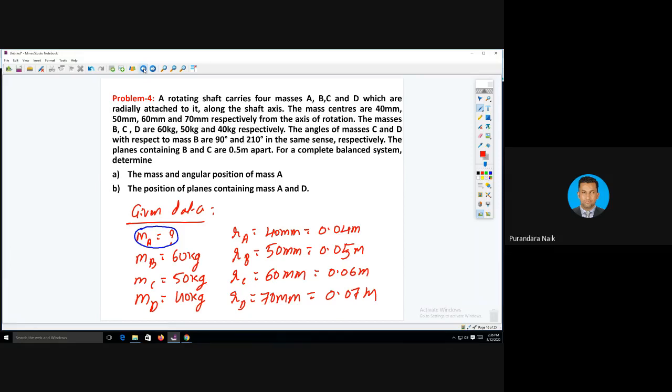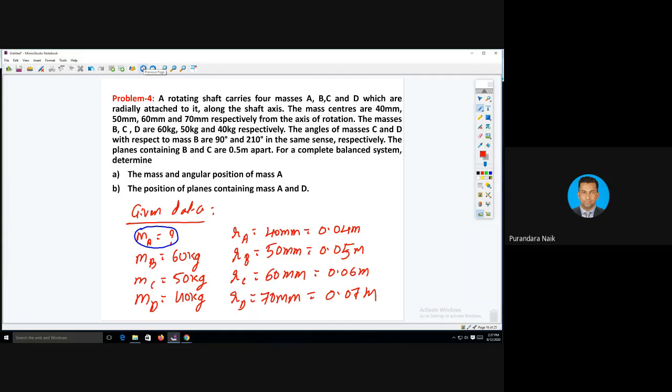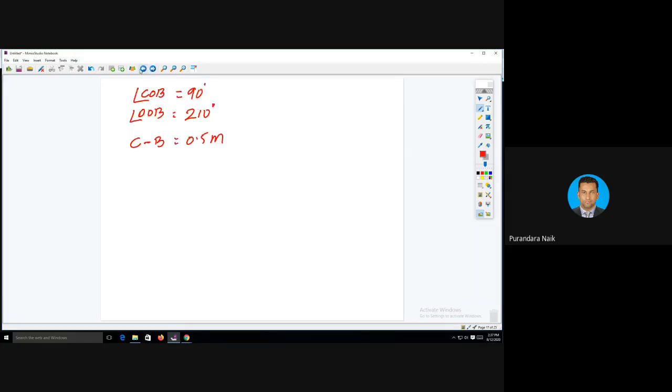The planes containing B and C, the distance between plane B and C is 0.5 meter. Distance from B to C is 0.5 meter. This is the given data in the problem.